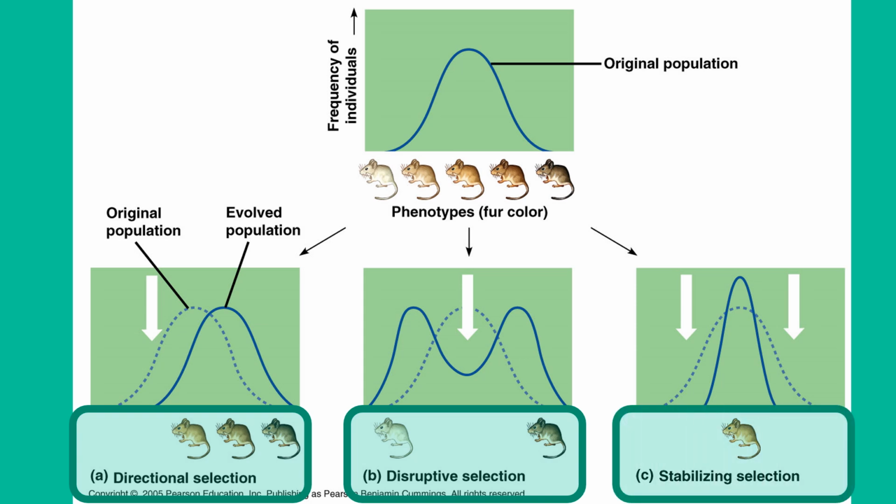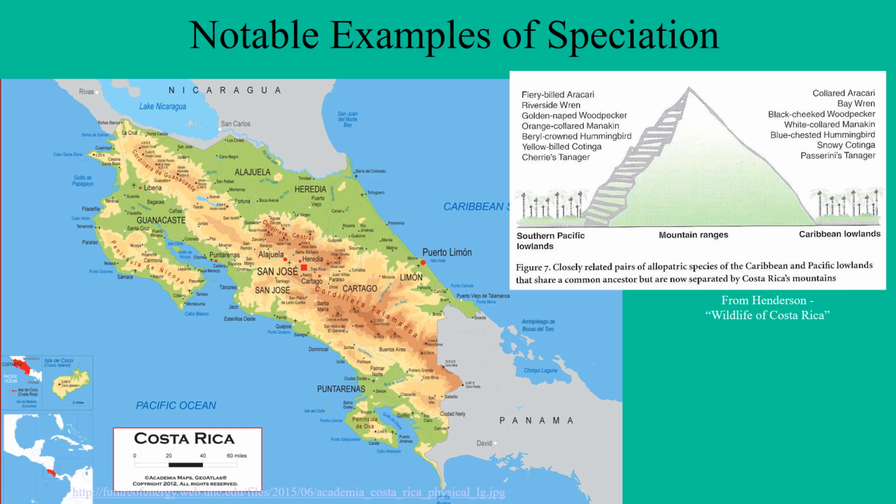And then stabilizing selection selects toward the average, getting rid of the two tails at the extreme of the distribution and favoring the center of the distribution. So this would be if they were in brown soil. The light ones stick out, the dark ones stick out to predators, and they become more average over time.